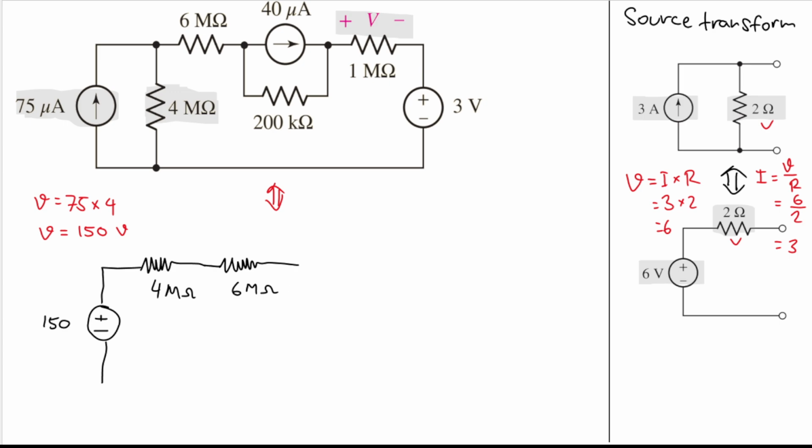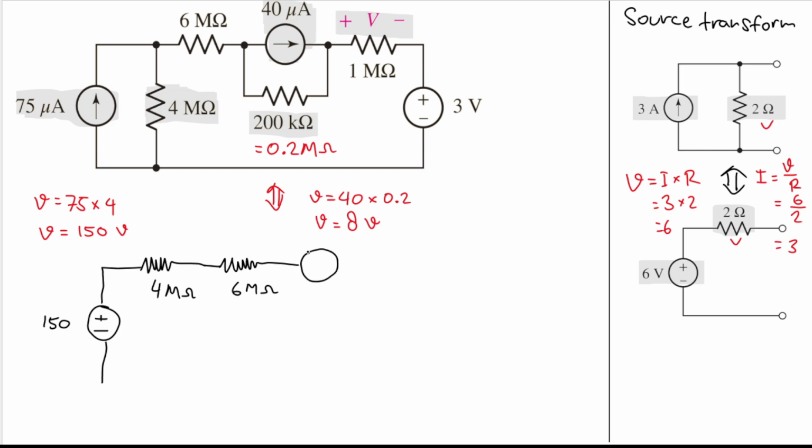Okay, now what else can we do here? We have this 40 microampere current source and then 200 kilo ohm. I will make it into 0.2 mega ohm to make the micro and mega cancel each other, right? So we can calculate the V here. V is 40 micro multiplied by 0.2 mega. So the micro and mega will cancel each other. So we will have V here equal to 8 volt. Good, so now we have an 8 volt voltage source.